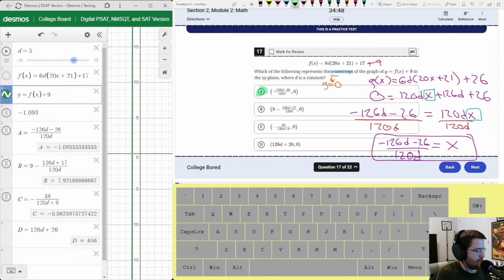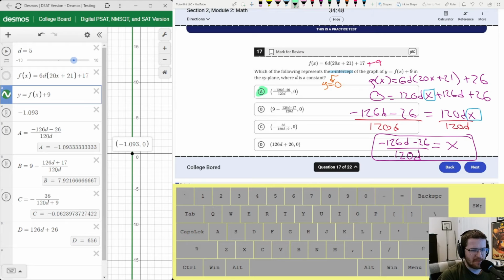Okay, guys, so as you can see, the only answer choice that matches the x-intercept we came up with using d equals 5 is answer choice A. You see, it's just different because Desmos rounds to 3 decimal places.